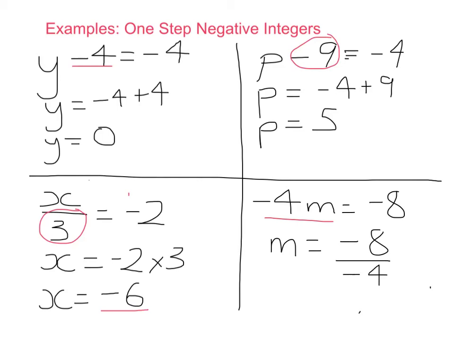Simple as that. You'll notice here we have two negative signs. We can just minus those out. So m equals negative 8 on negative 4 is the same thing as saying m equals 8 on 4. 8 divided by 4, m equals 2. Pretty straightforward.